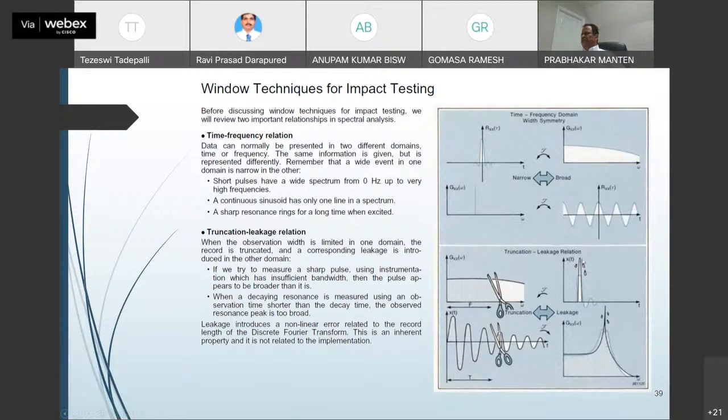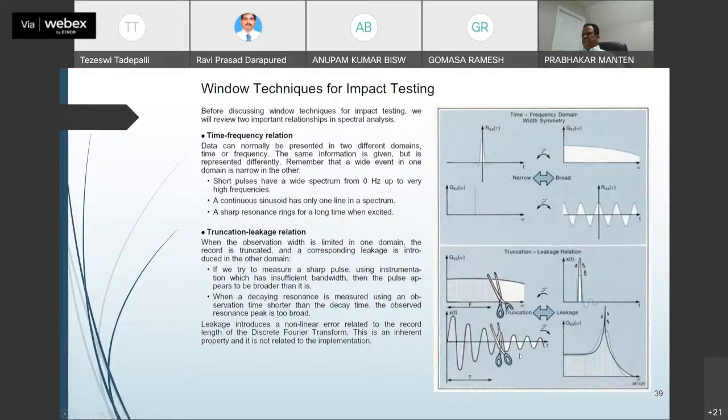in the other domain. If you had a continuous spectrum and truncated it, it is as if you are breaking down the ringing. It adds an additional damping, shortens it, and lets some of the other content seep in. So if you try to measure a sharp pulse using instrumentation which has insufficient bandwidth, then this pulse appears to be broader. Again, you should choose a sufficient bandwidth.